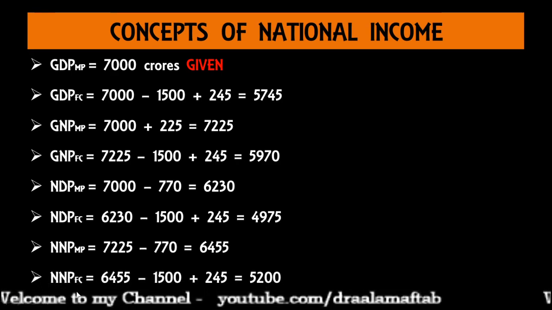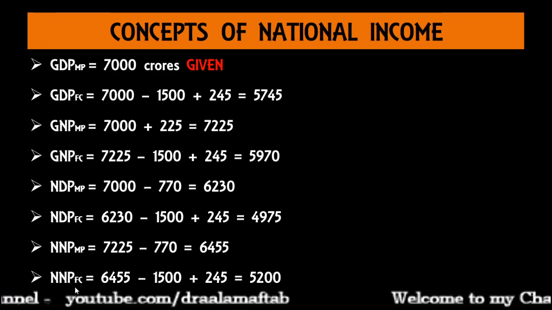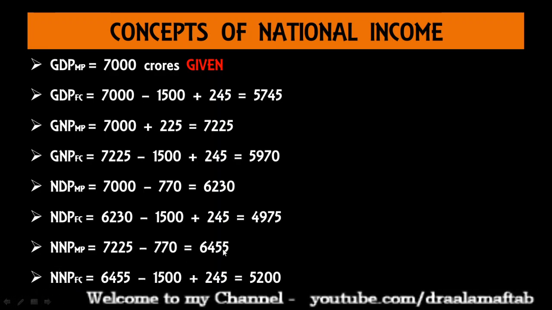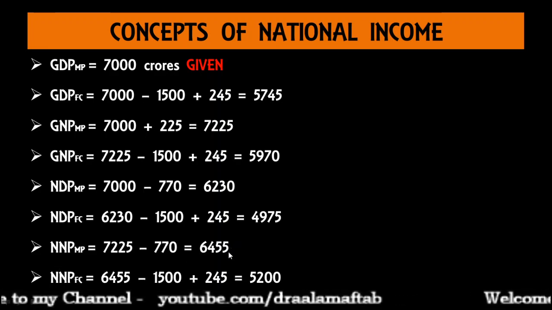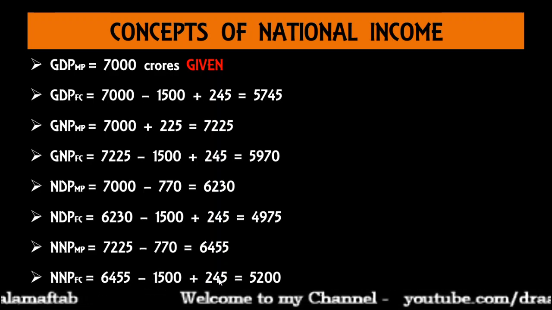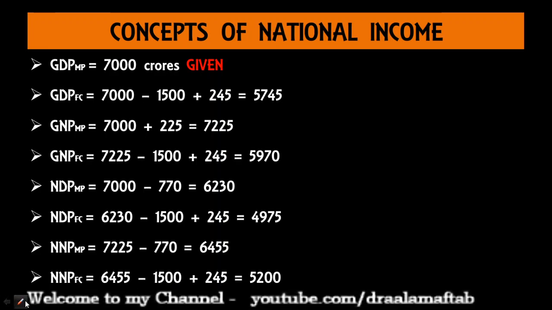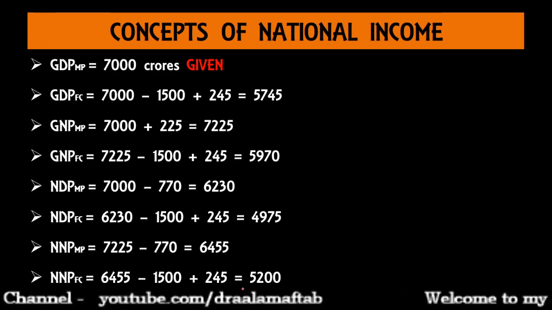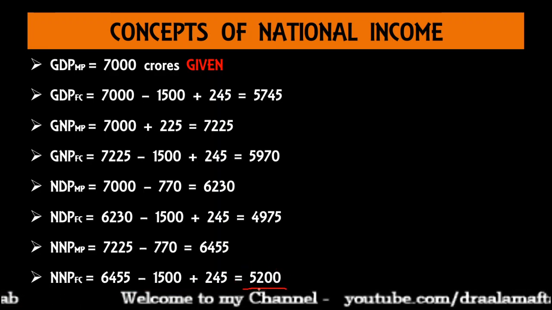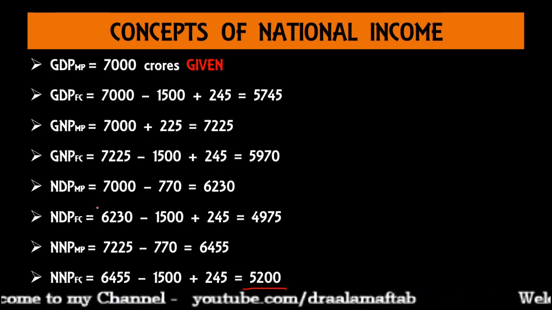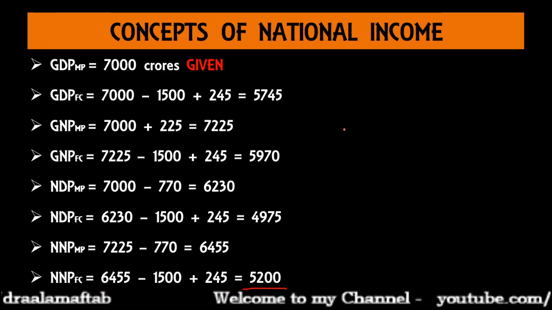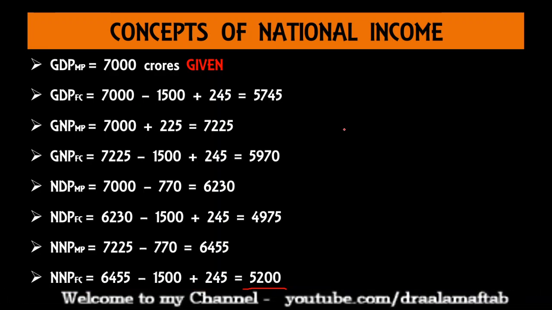And finally the NNPFC, that is net national product at factor cost or national income. So NNPMP we have already calculated, that is 6,455 crores minus indirect taxes 1,500 crore plus subsidies. So NNPFC is 5,200 crores, which is finally the national income. So this way we can calculate different concepts of national income.